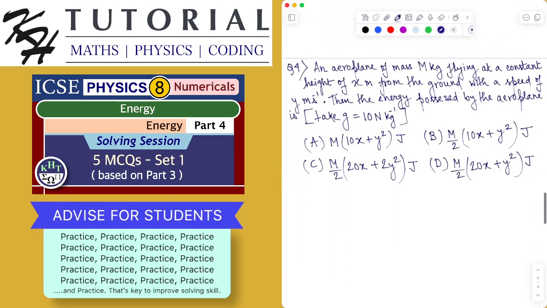Question number 4. An aeroplane of mass m kilogram flying at a constant height of x meter from the ground with a speed of y meter per second. Then the energy possessed by the aeroplane is. The aeroplane is at a constant height of x meter, so definitely it will have some gravitational potential energy.